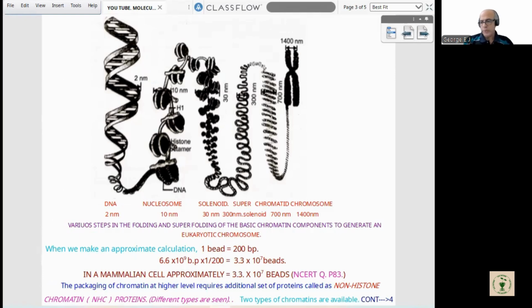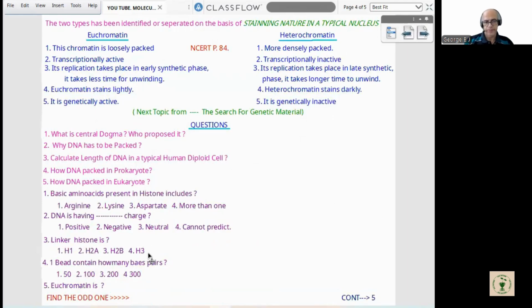So, two types of chromatin we can find. Another usual question. Two types, a very predominant question from the exam point of view, theory entrance. And how have these types of chromatin been separated or identified? It is based on staining nature in a typical nucleus.